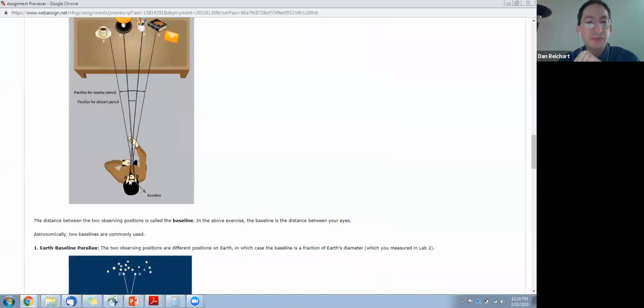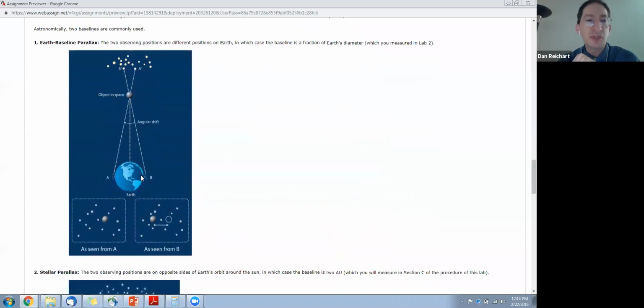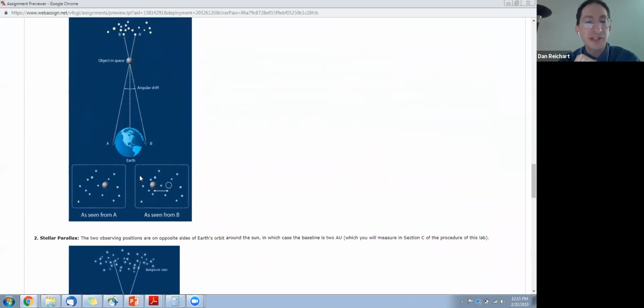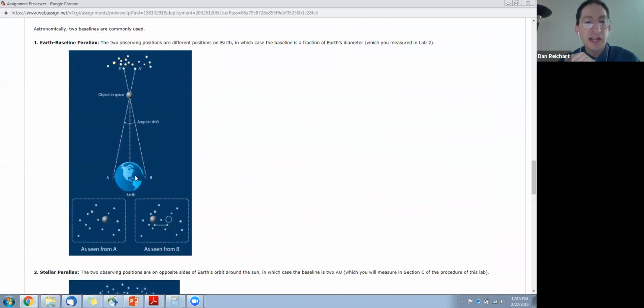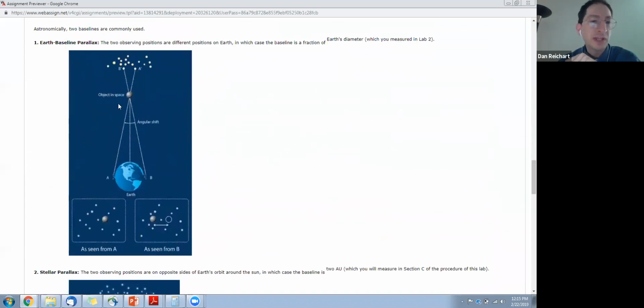But this introduces some terminology. Baseline is the distance between observing points, in this case the two eyes. Of course, we have the distance between the eyes and the finger, and then the angular shift. So in this lab, there are two types: Earth baseline parallax and stellar parallax, and the geometry is the same. Here we're on different sides of Earth, here we're on different sides of Earth's orbit. Here we're looking at the moon.